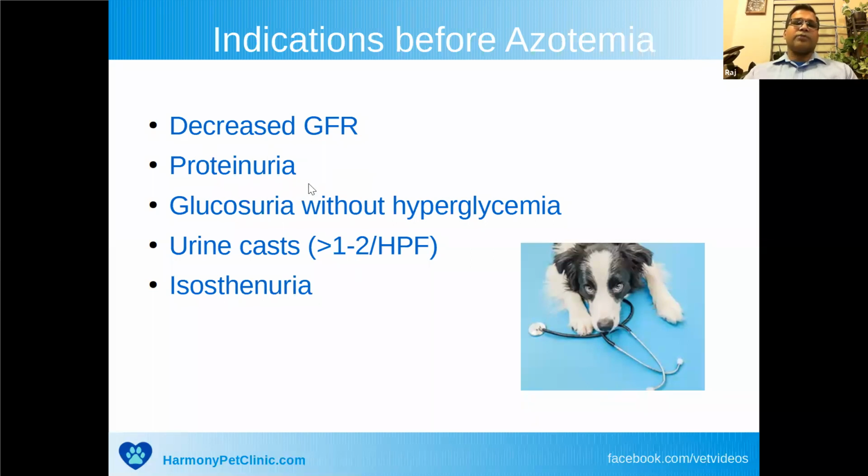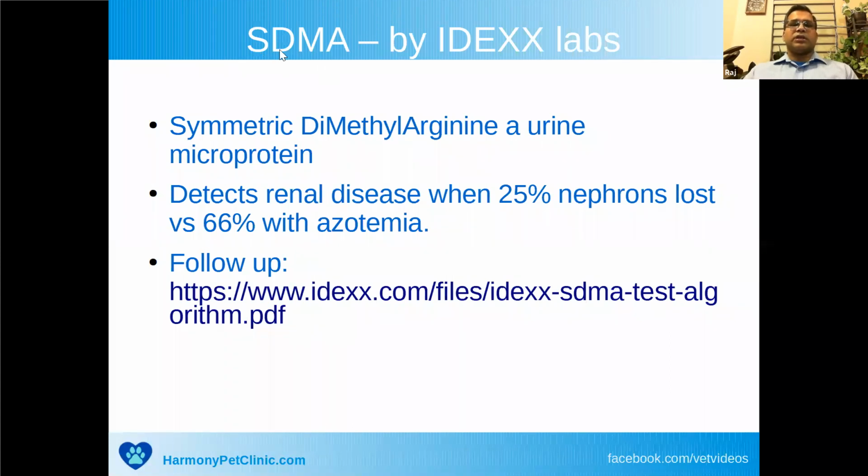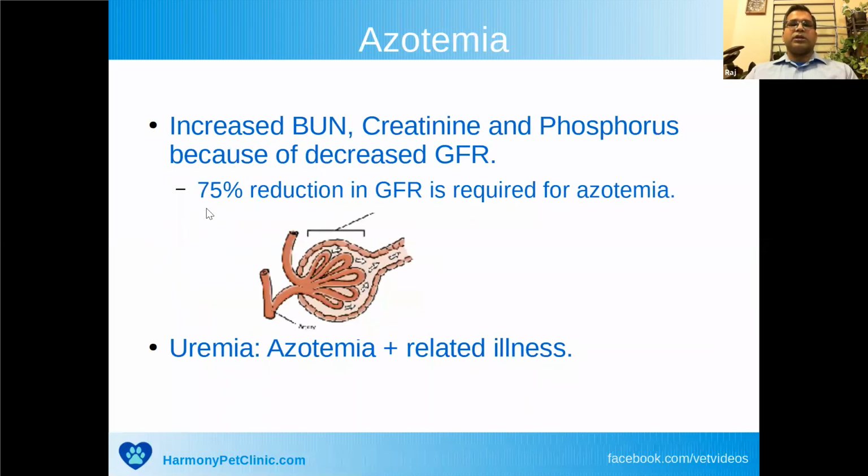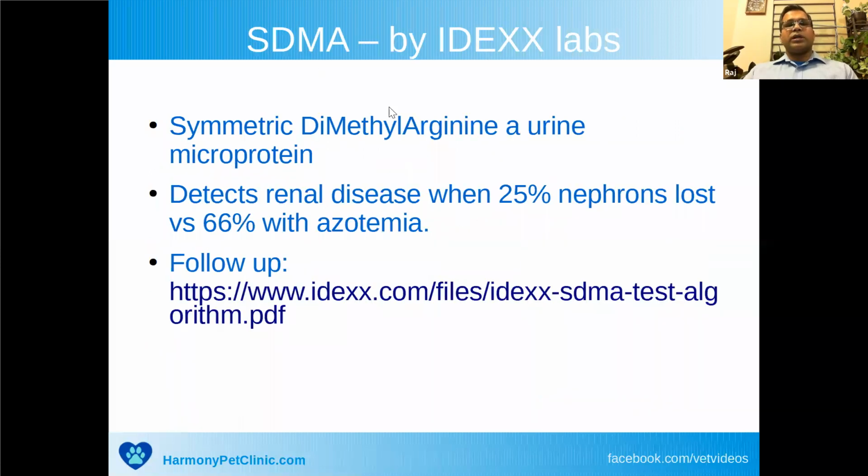And IDEXX Lab developed this SDMA test based on that. SDMA, which is symmetric dimethylarginine, is a urine microprotein, and they developed this test which detects SDMA in renal disease when only 25% of nephrons are lost, whereas for azotemia to develop, 66% of nephrons are lost and GFR is reduced by 75% when azotemia develops. So this is very helpful in identifying the kidney problem, particularly in older cats. It's very helpful, and in dogs also very helpful.